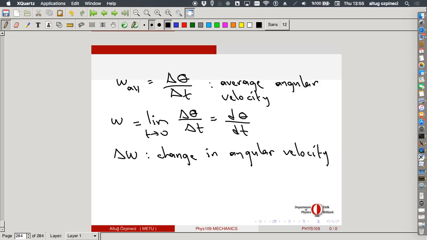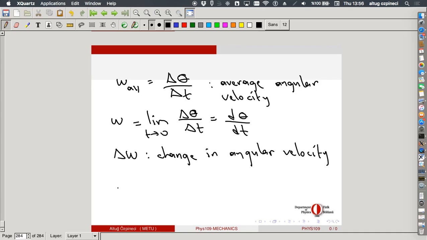Now since delta theta can be both positive or negative, the angular velocity can also be both positive or negative. If you take this example again, rotation in the counterclockwise sense is positive rotation. Rotation in the clockwise sense, let's call negative rotation. So now this object has a positive angular velocity. Now if it is rotating the other way around, it has a negative angular velocity. So the angular velocity, just like the one-dimensional velocity, can be both positive and negative.